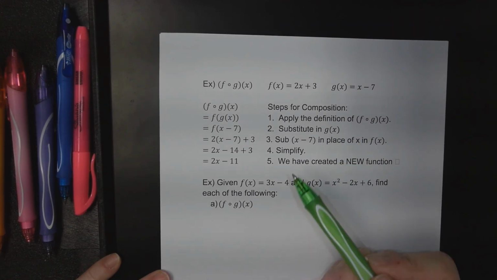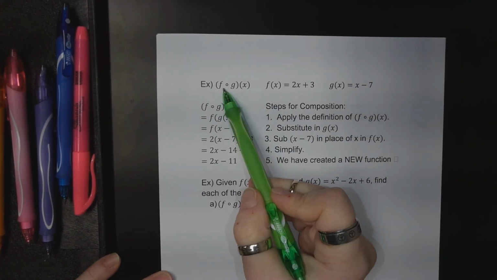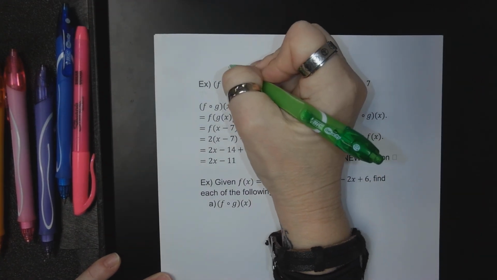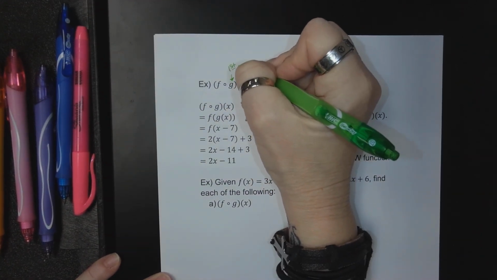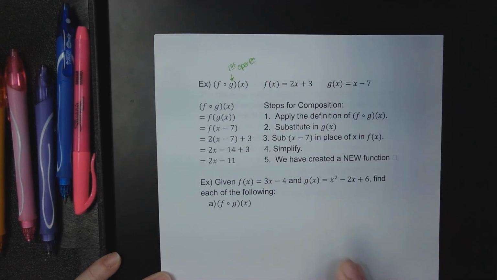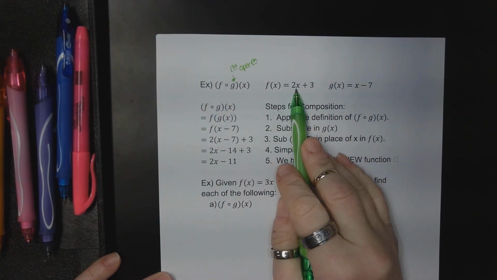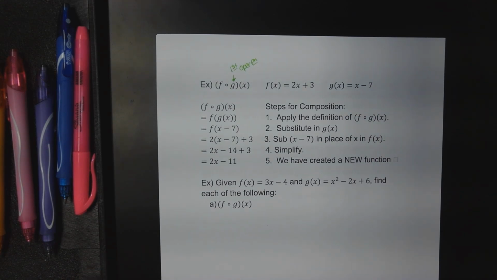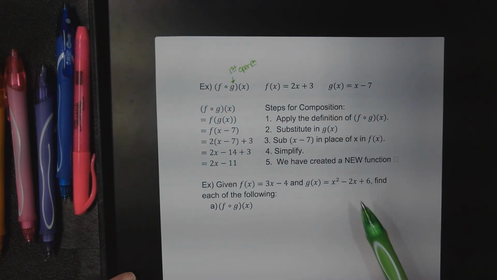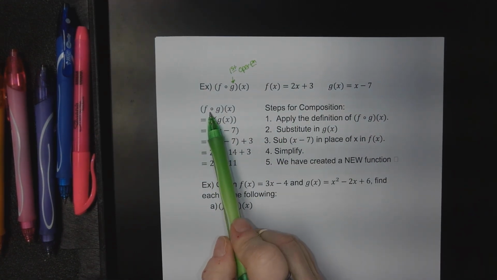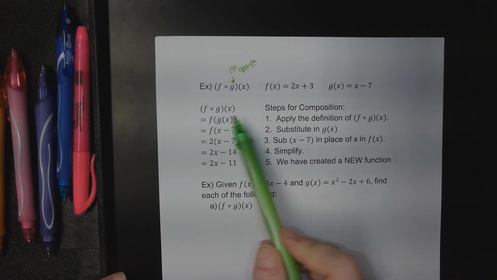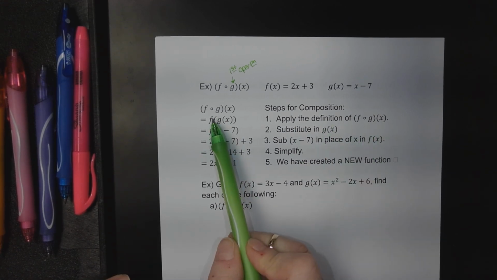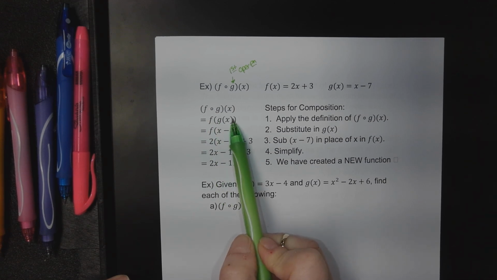Okay, this is just a typed out example. So we're going to do f composed of g. So g is your first operating function in this one. Okay. f of x is 2x plus 3. g of x is x minus 7. So we're going to do the composition of f of g. So the first thing that we're going to do is write our definition, just like we always do. So the definition is f of g of x.